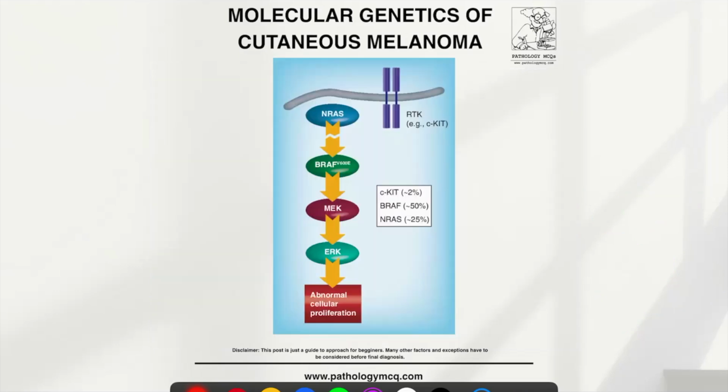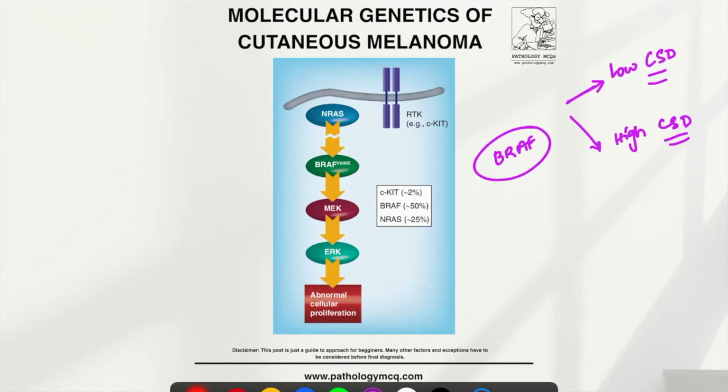So now we'll see the molecular genetics. In cutaneous melanomas, most common mutation is BRAF mutation. However, cutaneous melanomas also can be classified recently, according to WHO, into low cumulative sun damage type of melanomas and high cumulative sun damage type of melanomas. Even so, together BRAF mutations are more common in cutaneous melanomas, followed by NRAS mutation, followed by c-KIT mutation. c-KIT mutation is very uncommon in cutaneous melanomas. However, they are more common in mucosal melanomas as compared to cutaneous melanomas.